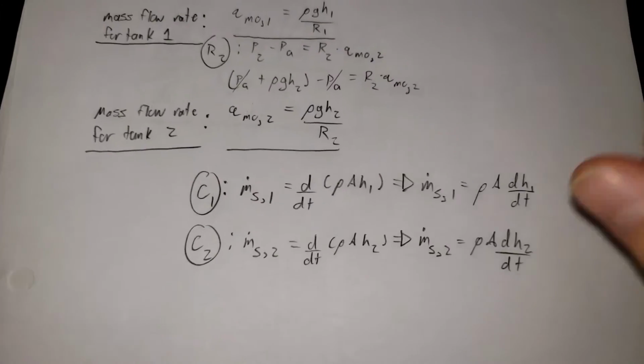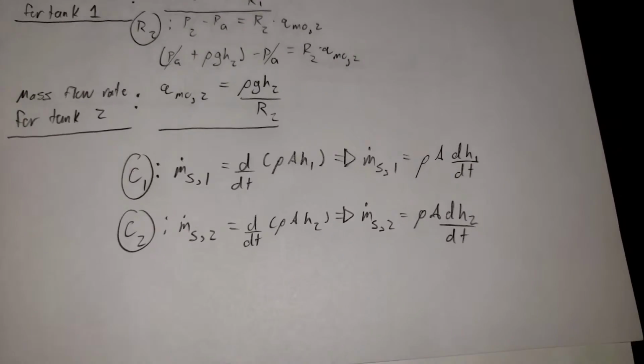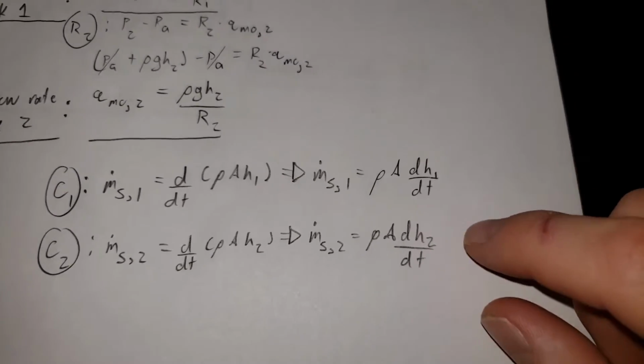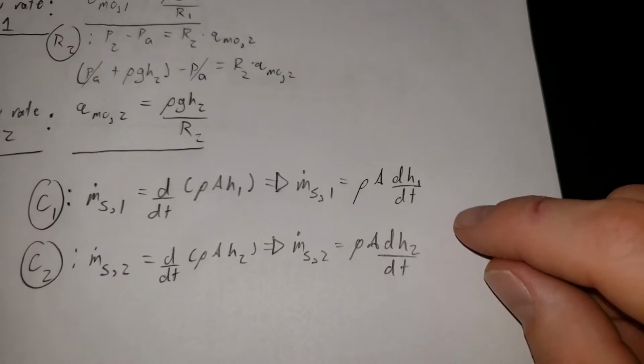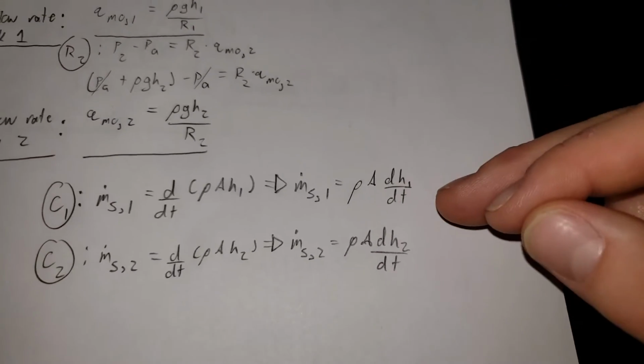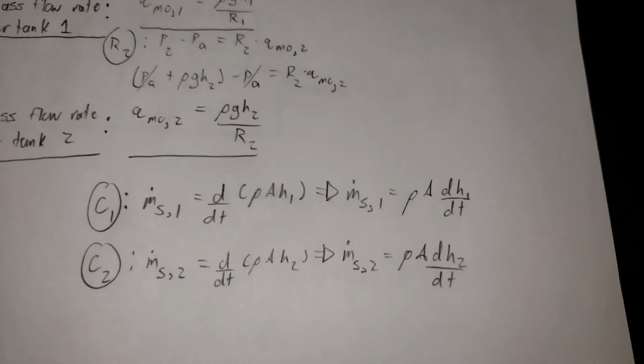For our capacitors, we'll have the mass flow rate equals the derivative of the gauge pressure, which we can rearrange as rho A times dh/dt, which is just going to be the derivative or the change of the height of the water in the tank as time passes.